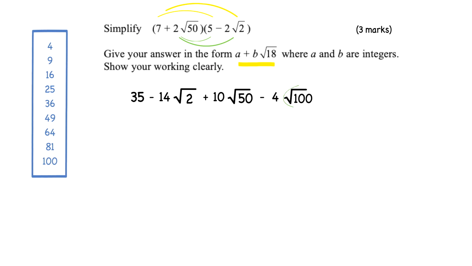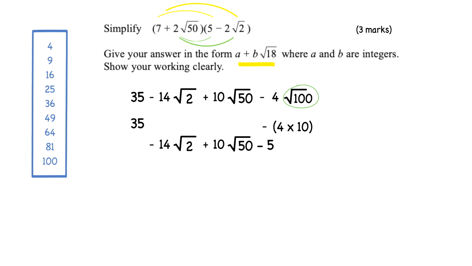The root 100 is a square number, so it can be solved because the square root of 100 is 10. That means that over on that right hand side we have a minus 4 times 10, which makes 40. So if we take our 35 from the front and our minus 40 on the end, and we simplify that, we have minus 5. We haven't changed anything in the middle yet, so we can keep that the same. We've simplified the numbers, so let's try and simplify the surds.